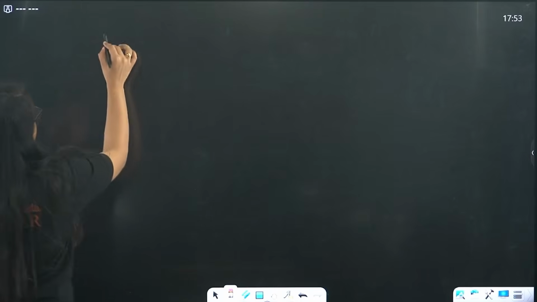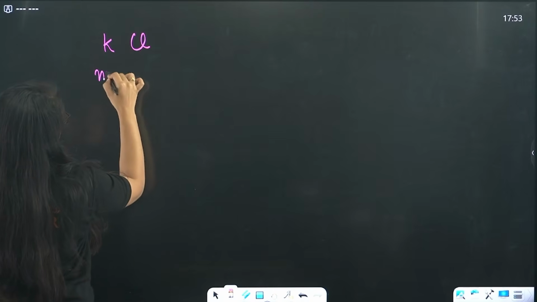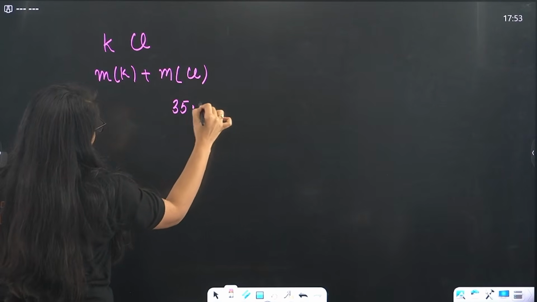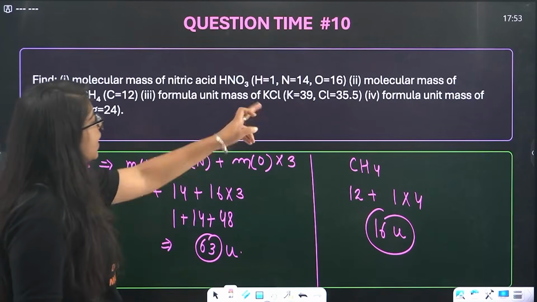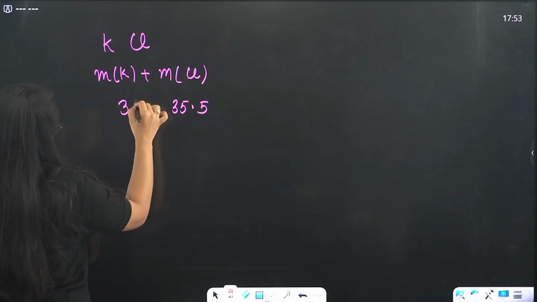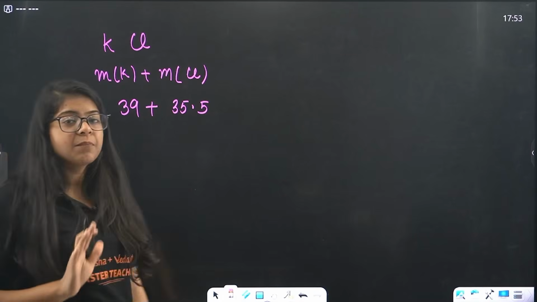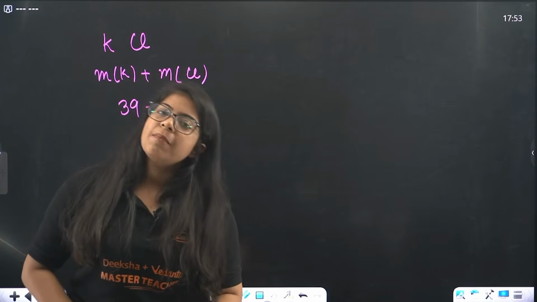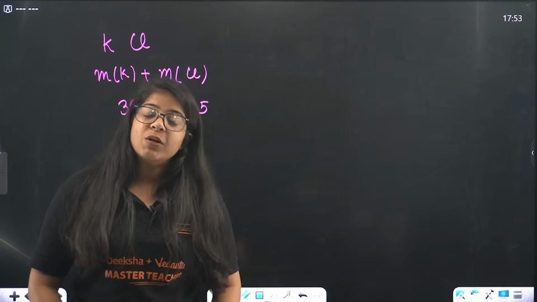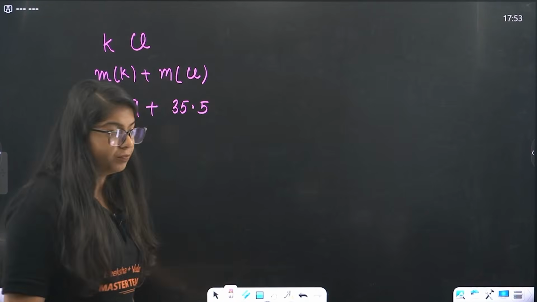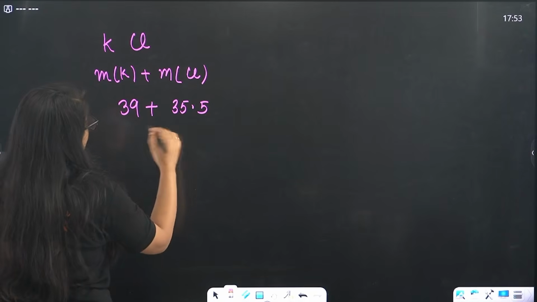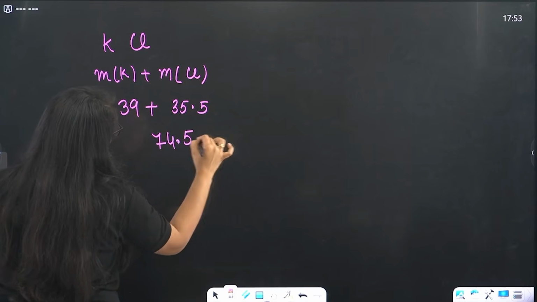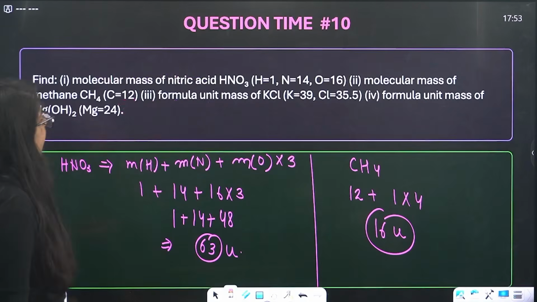Formula unit mass of KCl. What will that be? So mass of K plus mass of chlorine, 35.5. This you should remember, mass of chlorine, plus 39 of potassium. It is good if you remember the masses of elements 1 to 20, at least the atomic number and mass number of elements 1 to 20. That will be a good thing to do. Okay, so just add these. This will be 74.5 U. Done.